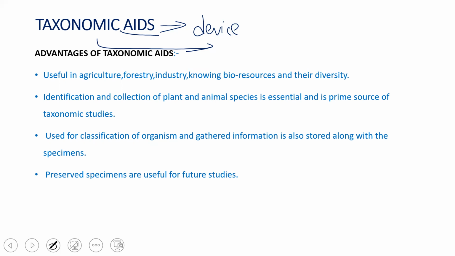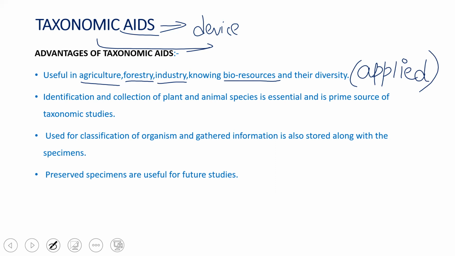They are useful in various studies of branches of biology, like they are useful in agricultural studies, they are useful for forestry studies, they are used in industries. By understanding taxonomic aids, we can use them for various bioresources and also to understand the diversity. So taxonomic aids are used in different applied branches of biology. These are all applied branches of biology. So this is the first advantage.